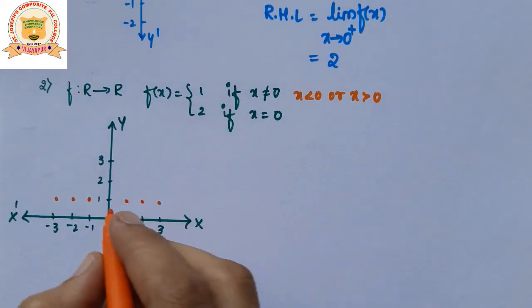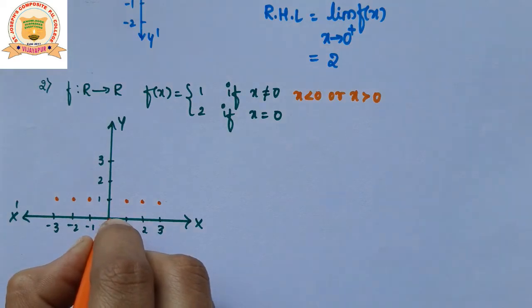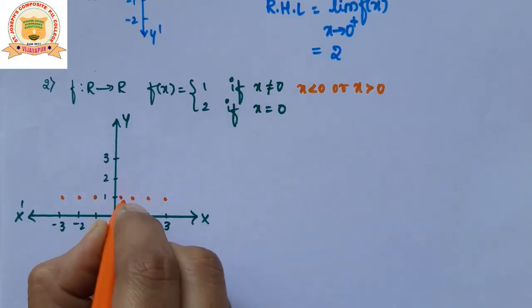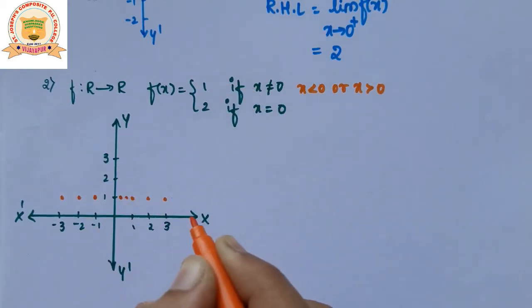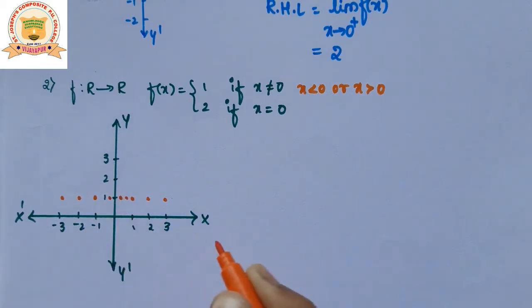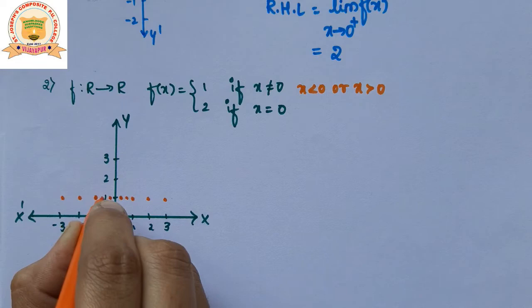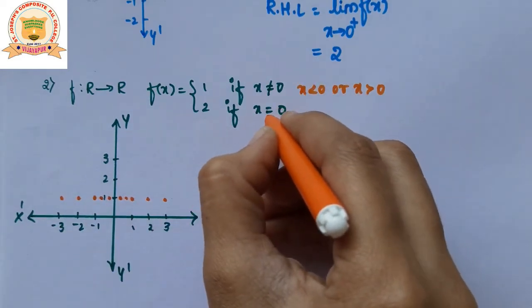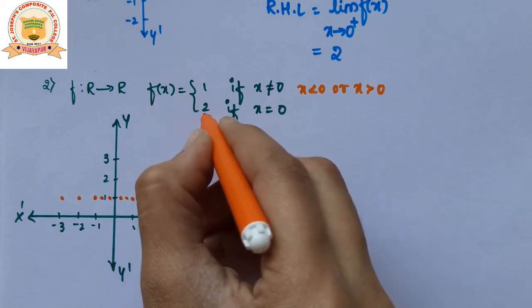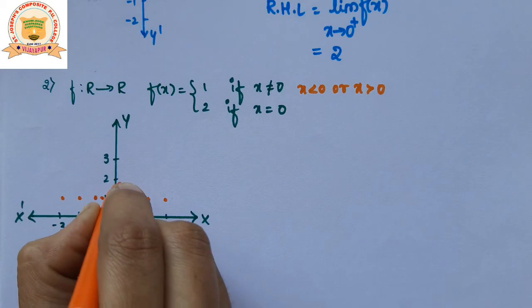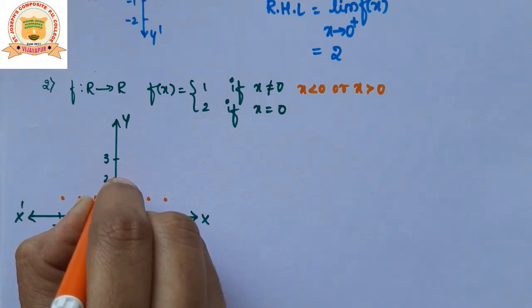And what about at x is equal to 0.1? 0.1 is also greater than 0. Therefore, the value of the function is 1. For 0.5 also the value of the function is 1. And for minus 0.1 the value of the function is 1. For minus 0.5 the value of the function is 1. Okay. And at x equal to 0, what is the value of the function? 2. So, at x equal to 0, the value of the function is 2.